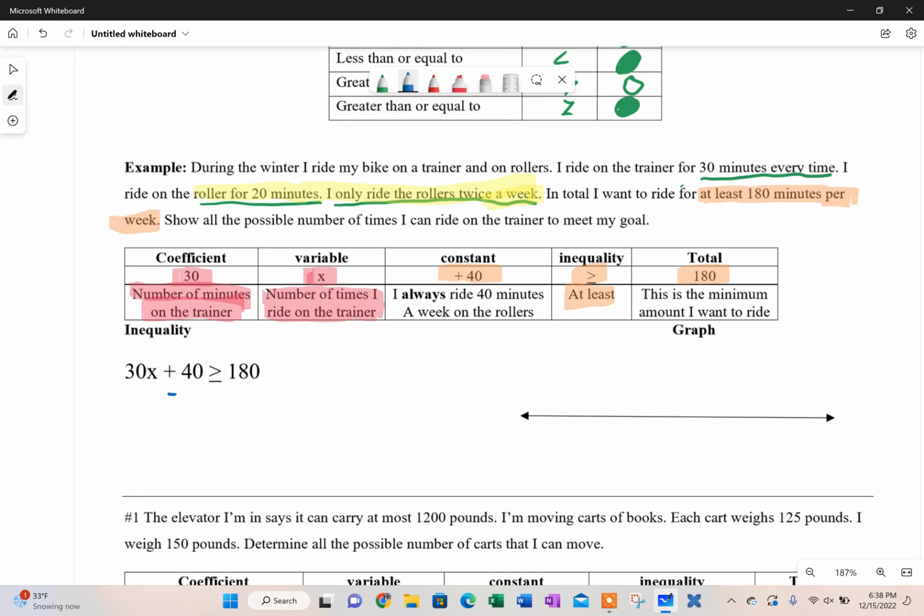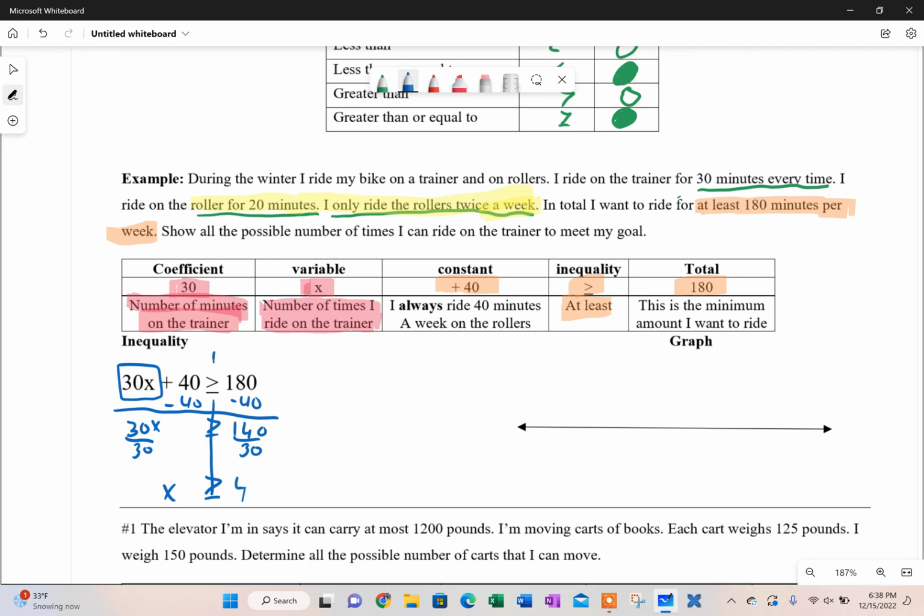So now I want to see how many times do I actually need to ride on the trainer to meet my goal. So what I'm going to do is I'm going to subtract 40 from both sides. If you want, you can box the variable. So now I get 30x is greater than or equal to 140. And then I'm going to divide by 30. And when I divide by 30, I get x is greater than or equal to 14 thirds. I don't have my calculator on me, but that's okay because I know that that's going to be 4 2/3.